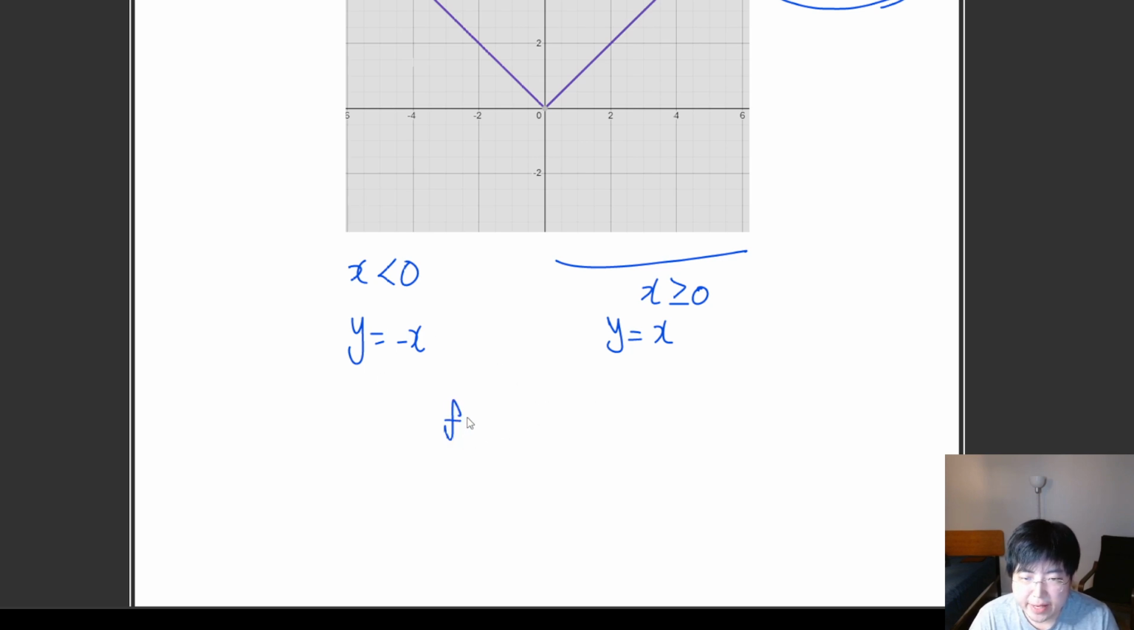We can say f of x, or y, is x when x is greater than or equal to 0. And f of x, or y, is negative x when x is less than 0. So this is a way to write down the absolute value of x in a piecewise way.